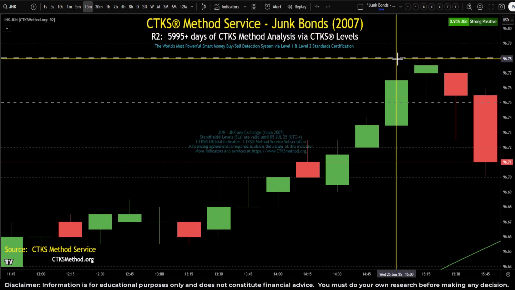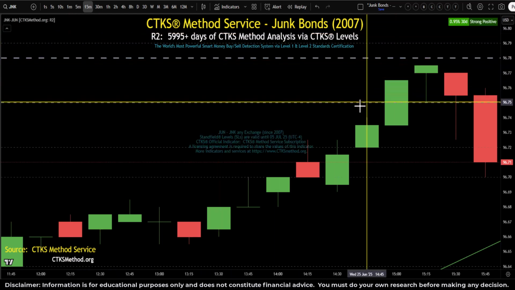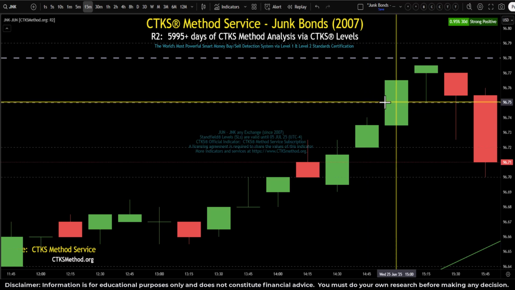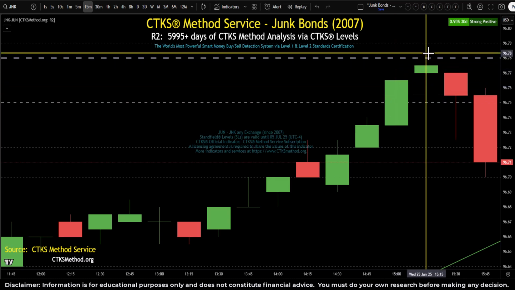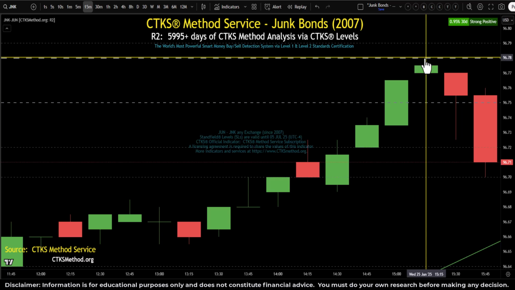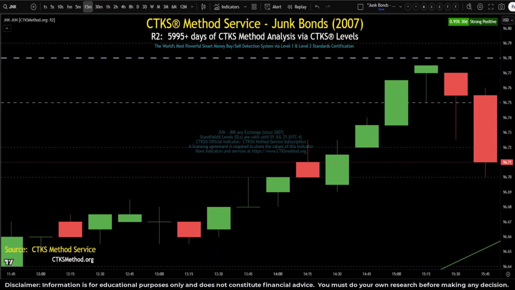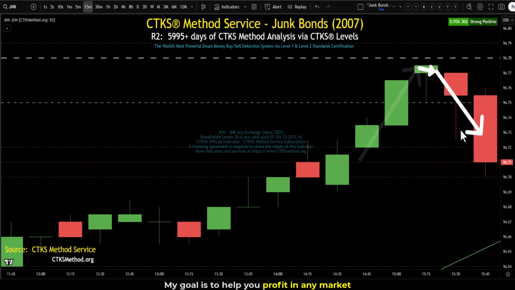Now, what we've seen right at this current time is the junk bonds got above a level of structural resistance at 96.75, but it came up to this particular area at 96.78. Now, a lot of people, especially if you don't understand anything about intercorrelation and interconnection, will just not simply look at junk bonds because who the heck cares? Actually, you should care very, very deeply.